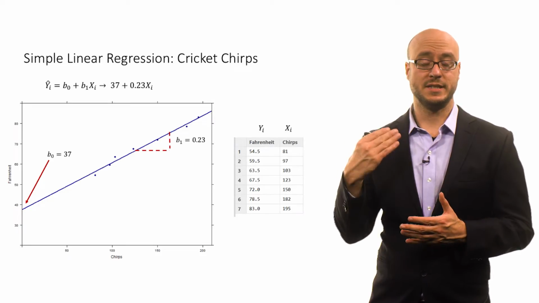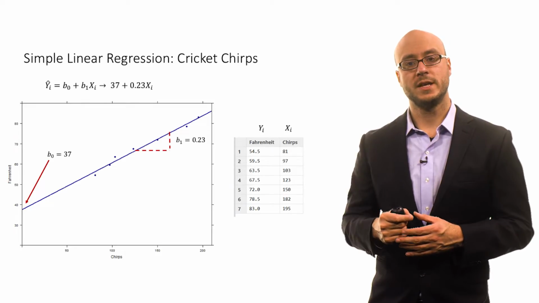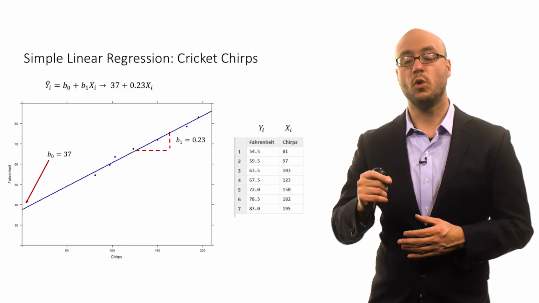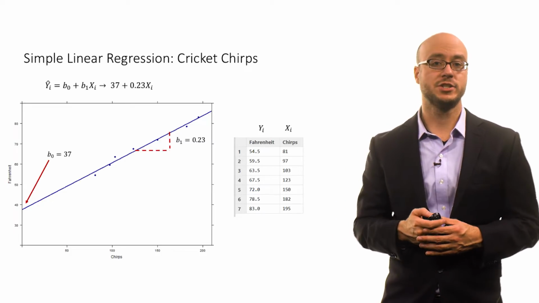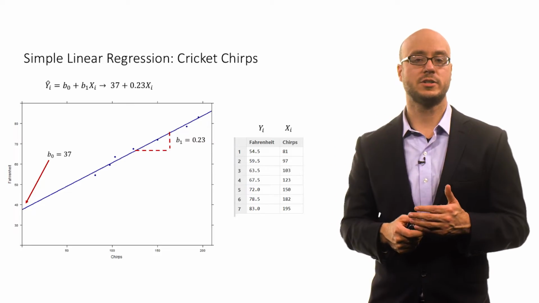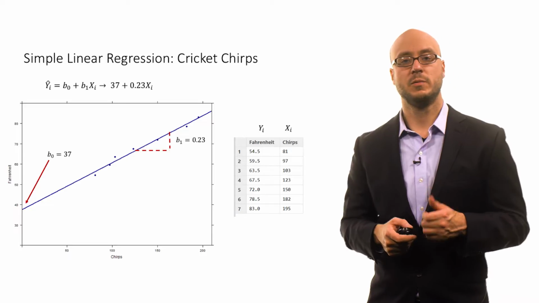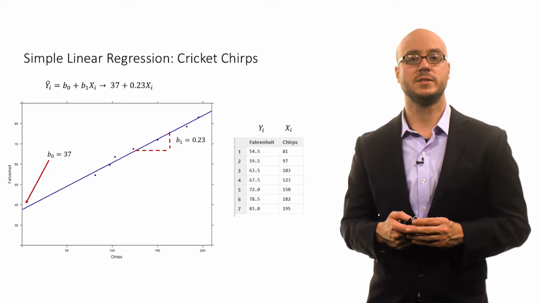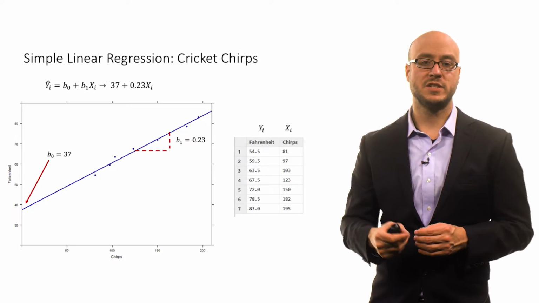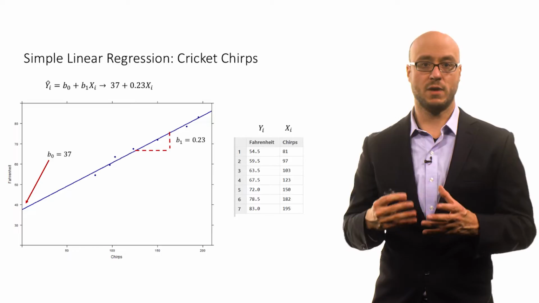Or to put it another way, it's the expected mean when x is 0. And then the slope is simply the expected change in the outcome for every 1 unit increase or change in x. So we see for every 1 unit change in x, for every additional chirp that we observe per minute, we expect the temperature to increase by 0.23 degrees Fahrenheit. Where the number of cricket chirps observed is 0, the expected temperature is 37 degrees Fahrenheit, roughly.